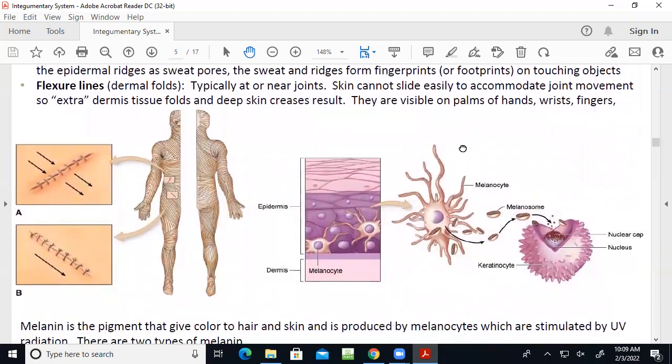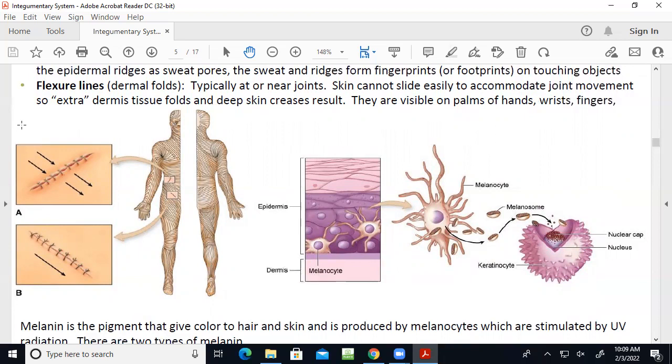Okay. Flexure lines or dermal folds typically are found at or near joints. If you use your hand as an example, you flip it over, you can see where your knuckles are, that extra skin, those wrinkles of our skin, those are flexure lines or dermal folds. They function to allow your skin to move when our joints move.